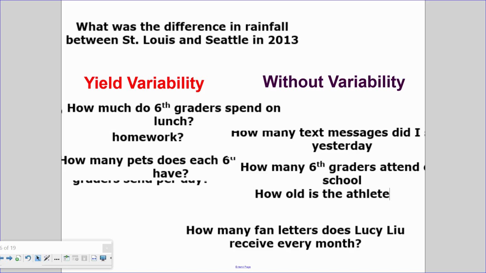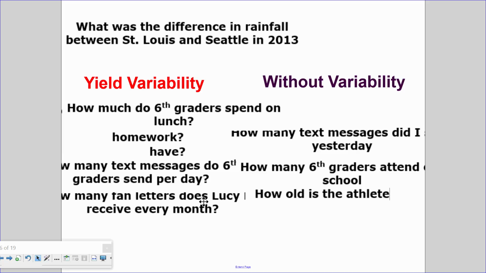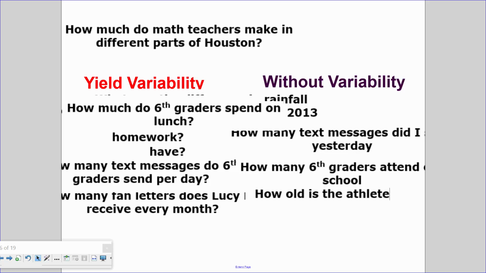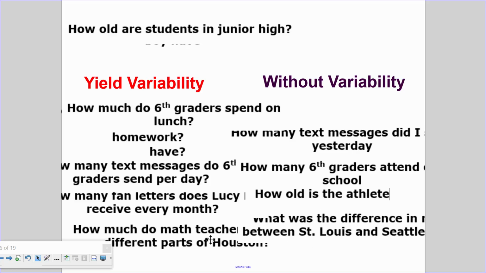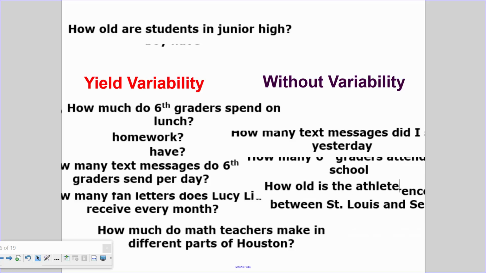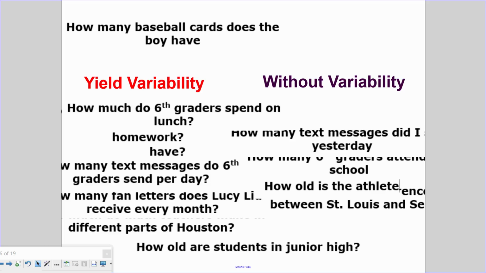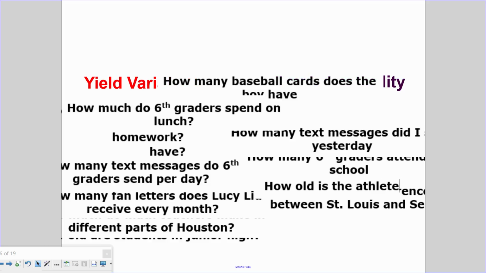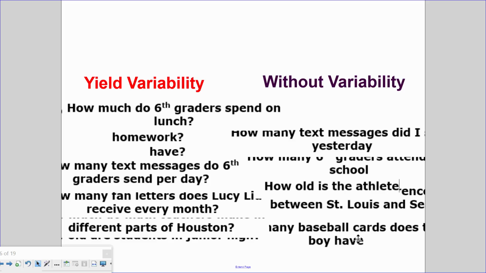How many fan letters does Lucy receive every month? She receives a lot, of course, mostly from me. So yield variability. What is the difference in rainfall between St. Louis and Seattle? The final rainfall in both cities is subtracted, so one answer. How much do math teachers make in different parts of Houston? Variety of answers. How old are students in junior high? Some may be 10, some may be 14, some may be 16. Variety of answers. How many baseball cards does the boy have? He just has a definite number, a finite number. So right there, we yield without.